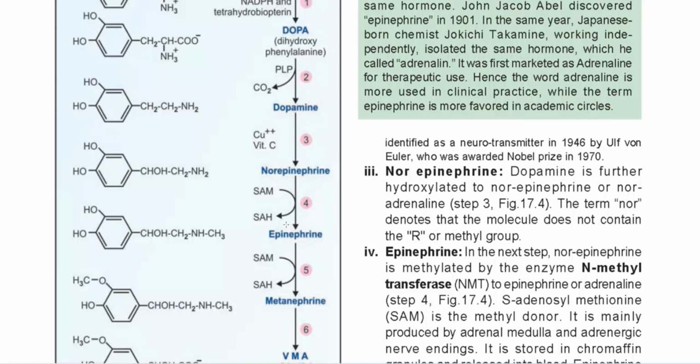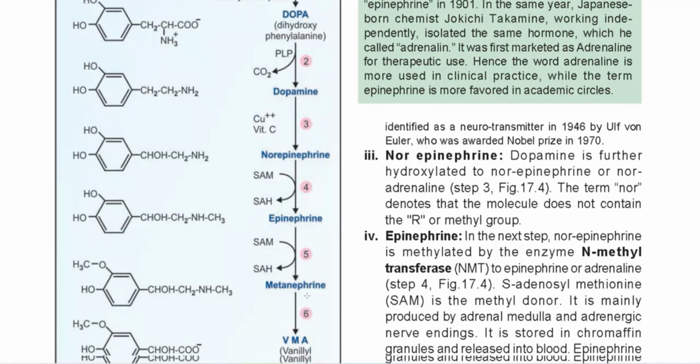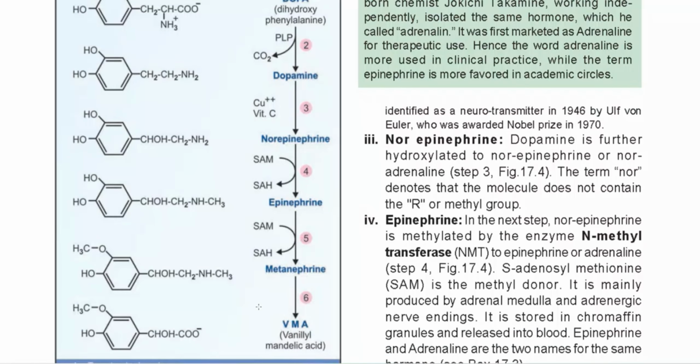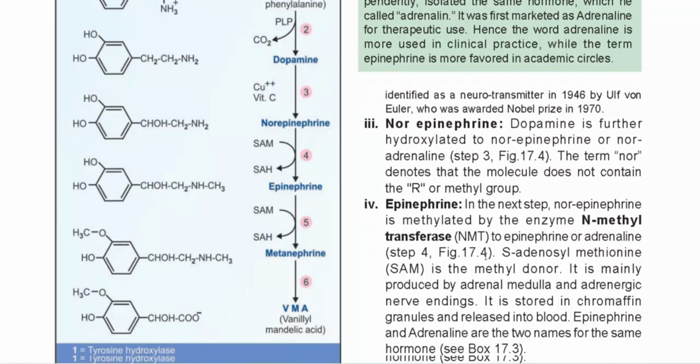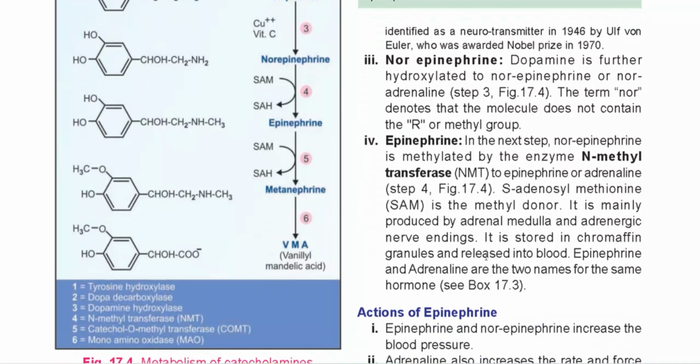Now SAM, that is S-adenosyl methionine, acts with epinephrine to form metanephrine, then vanillylmandelic acid is formed. These are the metabolic products from epinephrine and norepinephrine. So in this way, catecholamines are produced. We already discussed how the catecholamines, epinephrine and norepinephrine, are produced from the amino acid tyrosine.